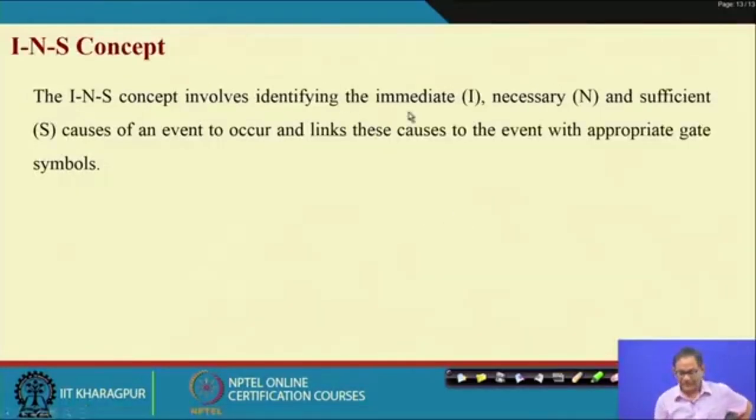The INS concept involves identifying immediate, necessary and sufficient causes of an event to occur, and linking these causes to the top event with the appropriate gate symbol. Suppose you are talking about a system level failure. Immediately, what do you require? You will find out the possible causes, and those causes must be necessary and sufficient to have the top event occur.